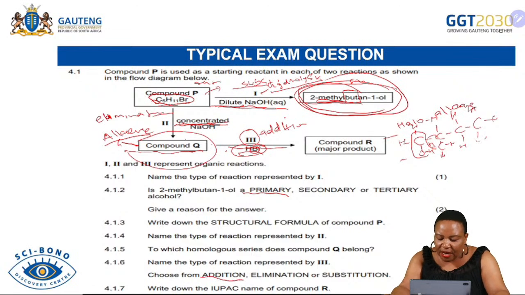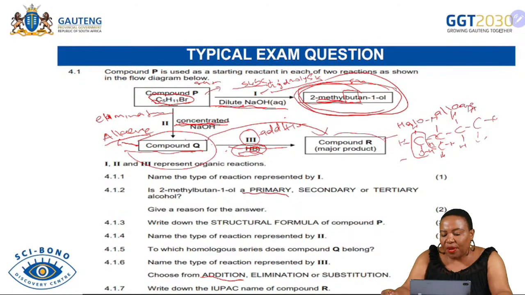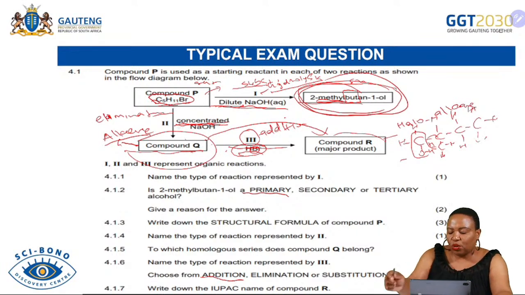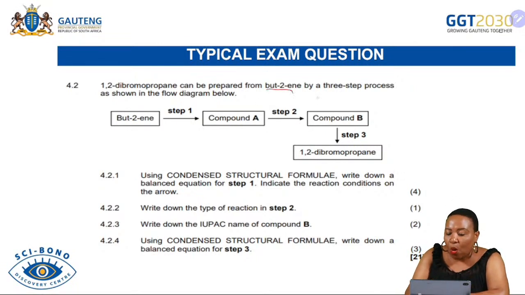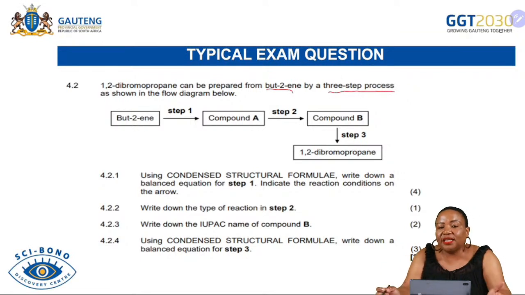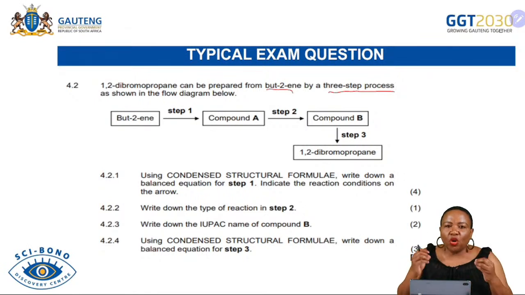And then write down the IUPAC name of compound R. Compound R is going to be from this alkene to this haloalkane. Using what? It is going to be hydrohalogenation, because we are going to add the hydrogen halide to this alkene to get compound R. When you look at this one, 1,2-dibromopropane can be prepared from butene. Now, a 3-step process. These days, we are expected to know how to move from one reaction to another. So you must know all the types of reactions and what to expect from them.